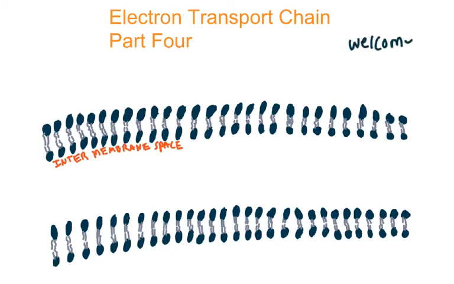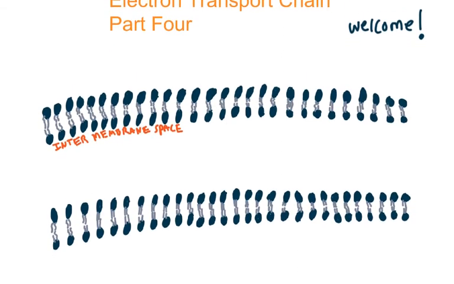In this video, we'll be covering complex 4 of the electron transport chain. If you haven't watched the other 3 parts of the electron transport chain where I cover complex 1, 2, and 3, go and check those videos out. Alright, let's go and get started.